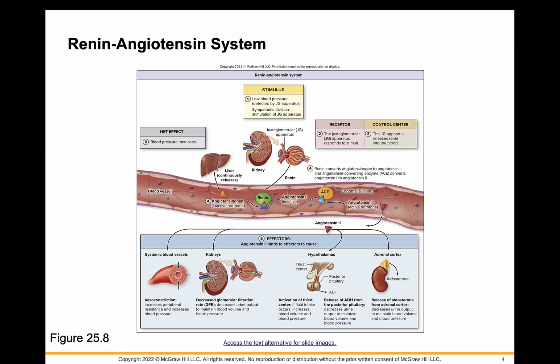Circulating within our blood is something known as angiotensinogen. This is a plasma protein produced by the liver, and it is an inactive hormone. Remember, the GEN ending, when we see that, indicates a substance that is inactive. Now, in the presence of renin, angiotensinogen will be converted into angiotensin I. This is still inactive. Angiotensin I, in the presence of ACE, angiotensin converting enzyme, will actually convert angiotensin I to angiotensin II, and that is the active form.